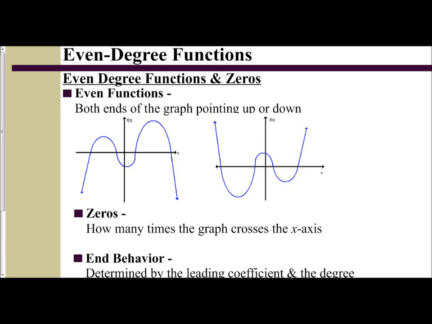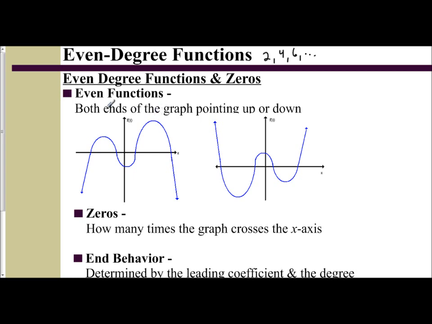In the following video, we are going to focus on examining the characteristics of even degree and odd degree functions. We're going to start first with even degree functions. Even degree functions mean that your leading term is going to have an even degree. It's going to either be squared, fourth power, sixth power, etc. So we're going to be dealing with quadratics, quartics, and 6th degree, 8th degree polynomial functions.